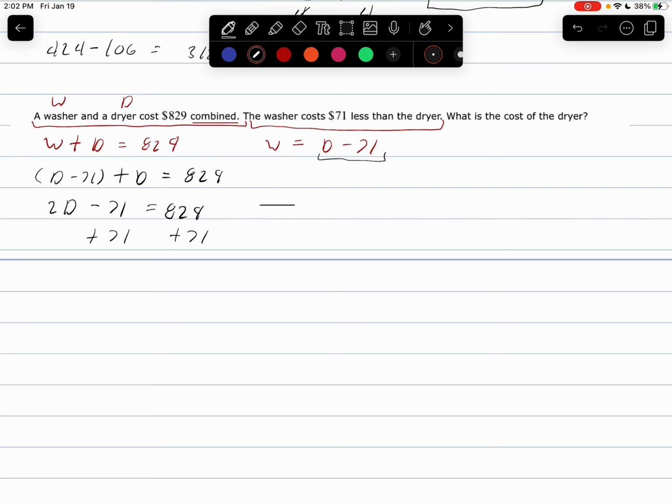So if we have 2D equals 900, we can divide both sides by 2. The 2's will cancel, and then we're going to get D is equal to 450. So the dryer costs $450.